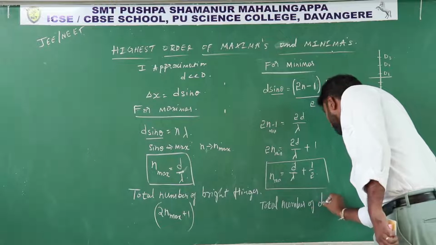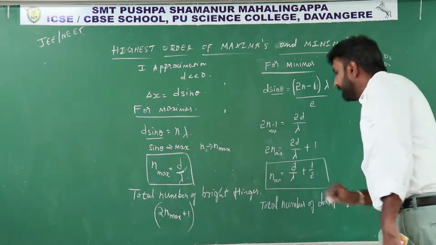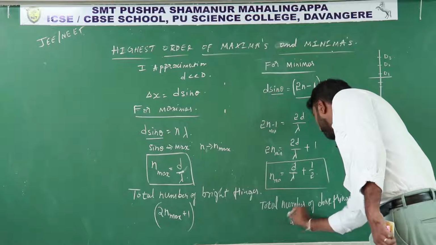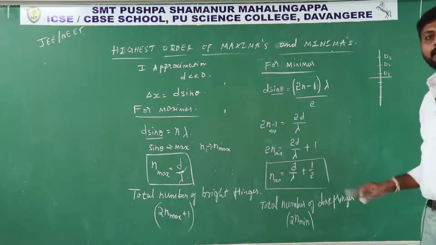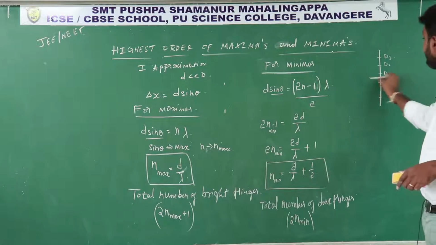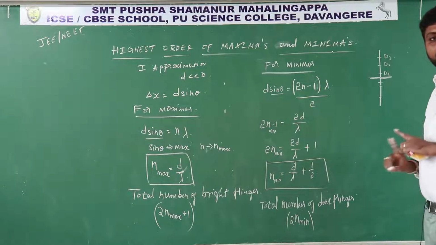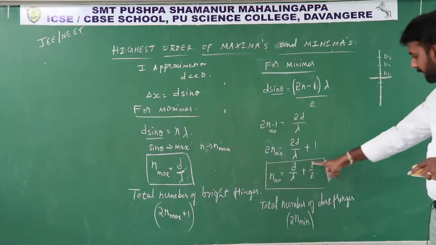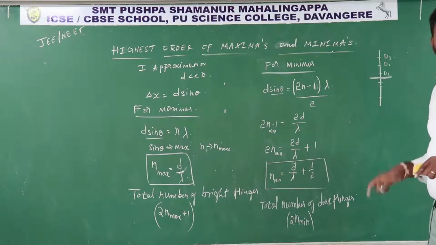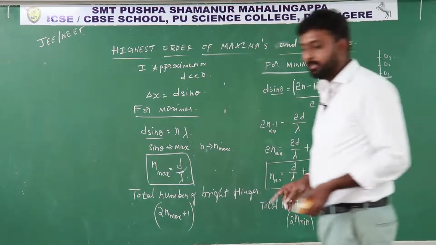Then to find the total number of dark fringes or minimas, we just have to consider 2n minima, only 2n minima, not plus 1. Why? Because previously we took plus 1 since the central bright fringe is forming. Now also the central bright fringe will form, so we cannot add plus 1. Just the formula: here 3 means downside also 3, here 2 means downside also 2. Like that, n minima we have to multiply by 2, then it will give the total number of dark fringes.